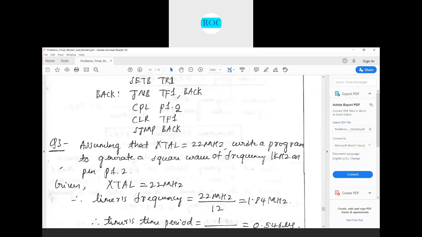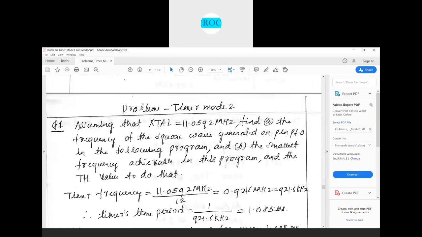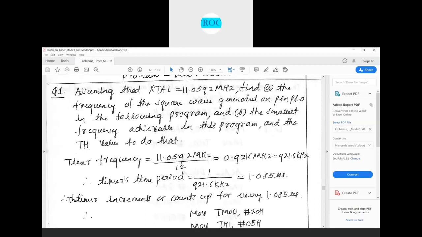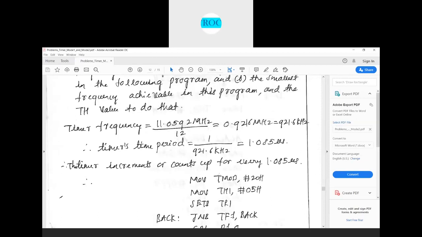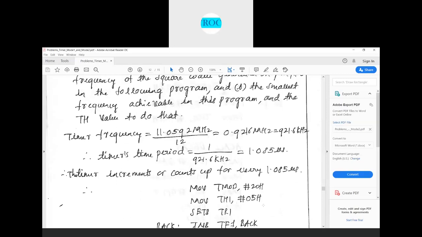We'll go to that program. Assuming the same program, the crystal frequency is 11.0592 megahertz. Find the frequency of the square wave generated on pin P1.0 in the following program. And the second one, you need to calculate the smallest frequency achievable in this program and the TH value to do that. The first thing is you need to calculate the delay or the frequency generated by this program.